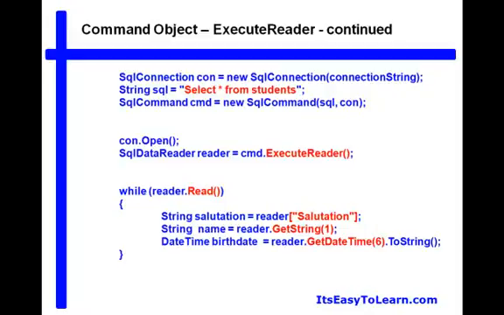On that row we can get the specific column values using the column syntax, reader of salutation or reader of get string of index. There are different ways you can access the column values, either using the index or the column name. The reader also has methods to get the specified data type. For example, you can get string of 1, you can get int32 of 2, you can get a datetime value, you can get a boolean value. The conversion from a database value to a C# object value is done using the corresponding get methods.